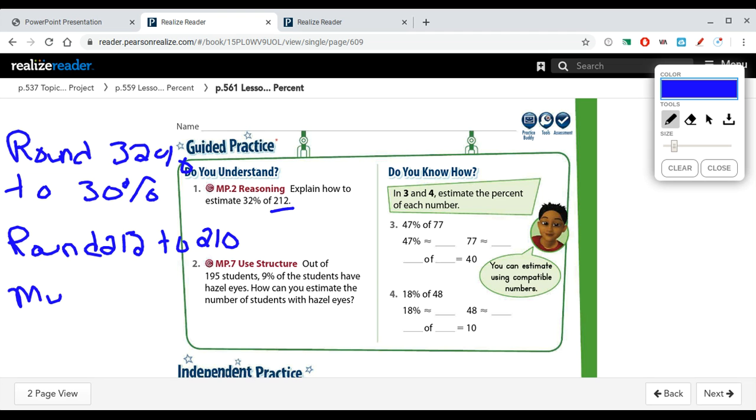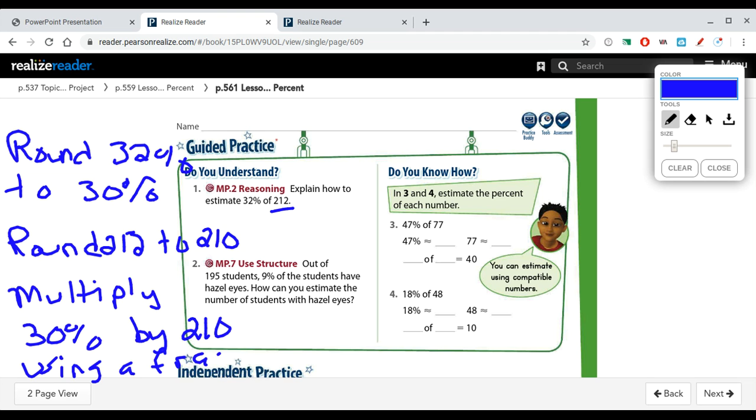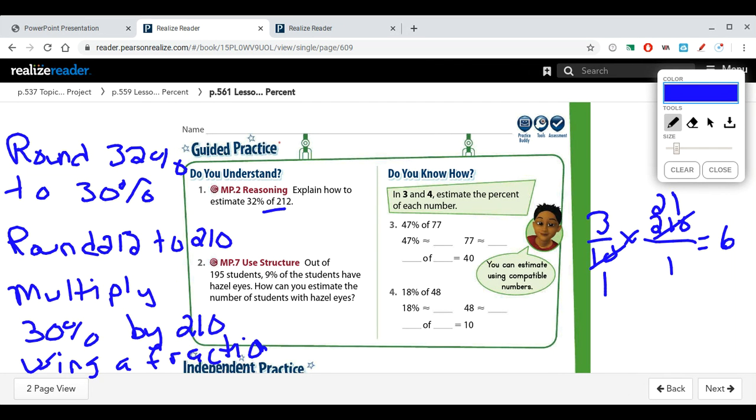And then I'm going to multiply 30% by 210 using a fraction. So what this would be is 3/10 multiplied by 210 over 1. Cross this out, cross this out. This becomes 1. This becomes 21. And then I multiply 3 times 21, which is going to be 63. Okay. And so 32% of 212 is approximately 63. So those would be the steps that I would use to estimate. Make sure that you jot that down on your paper, please.